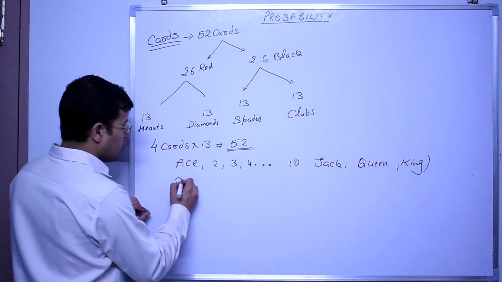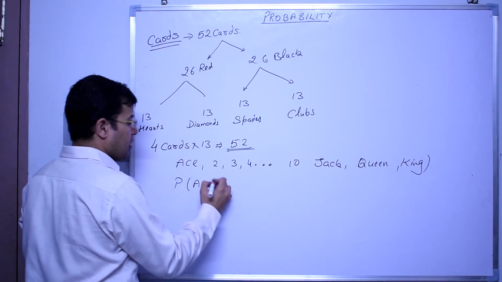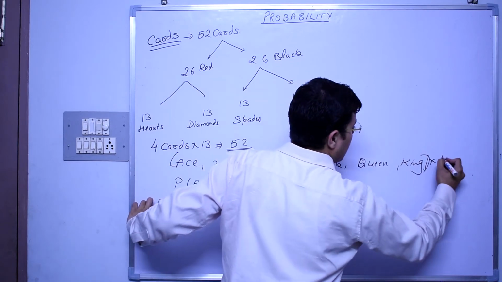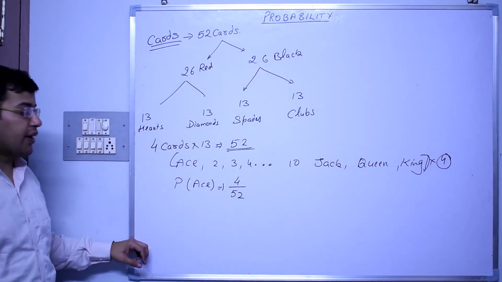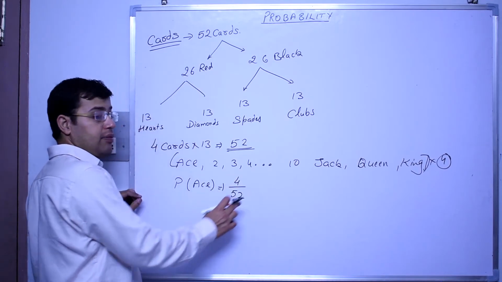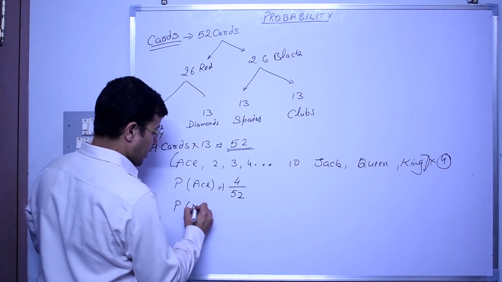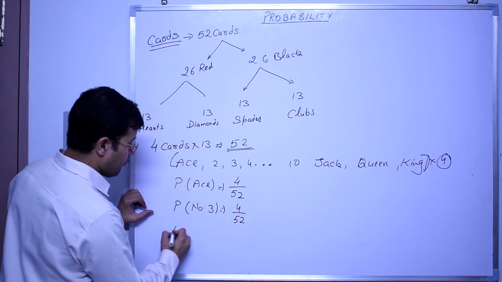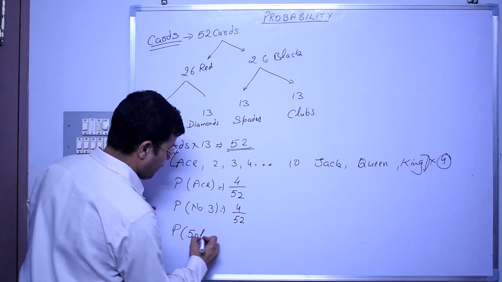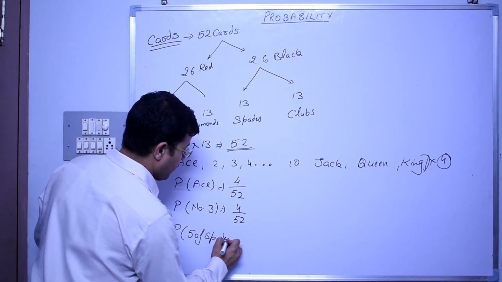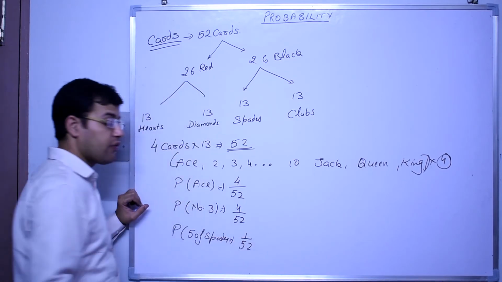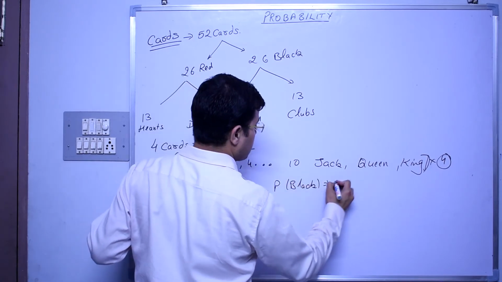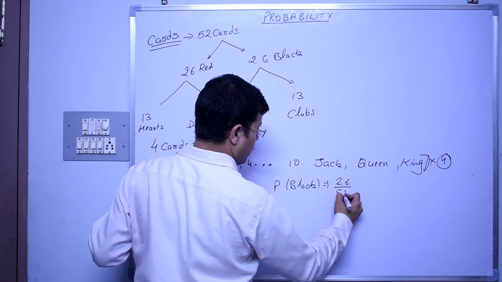If someone asks you the probability of getting an ace, it is 4 by 52, because there are 13 kinds and each kind has 4 cards. So probability of getting an ace will be 4 by 52. Probability of getting a number 3, again 4 by 52. But if asked the probability of getting 5 of spades, there will be only one card, that is 5 of spades. Probability that it is a black card will be 26 by 52.